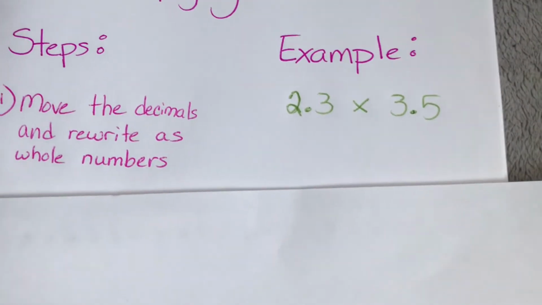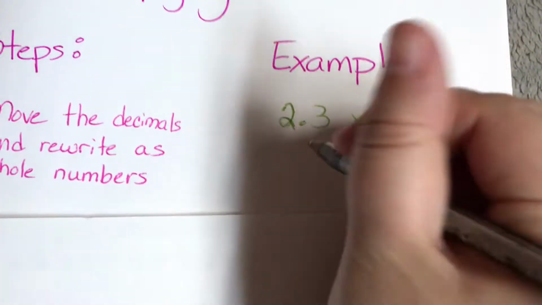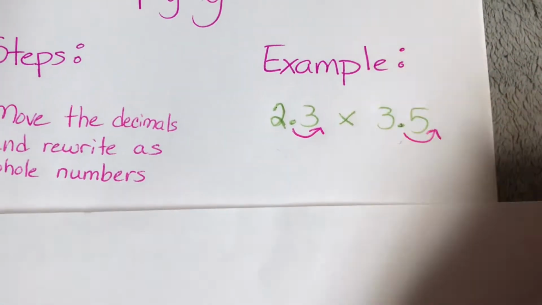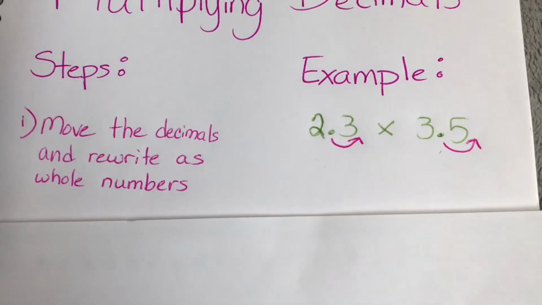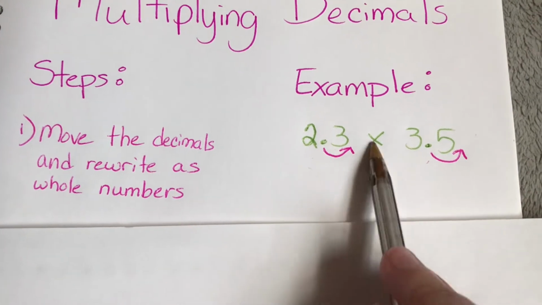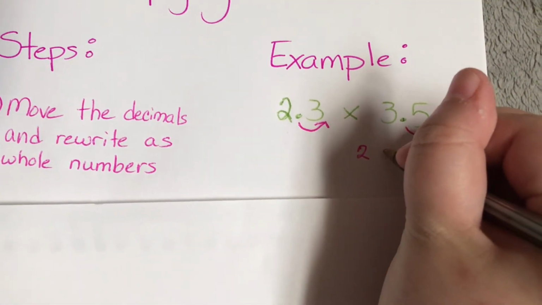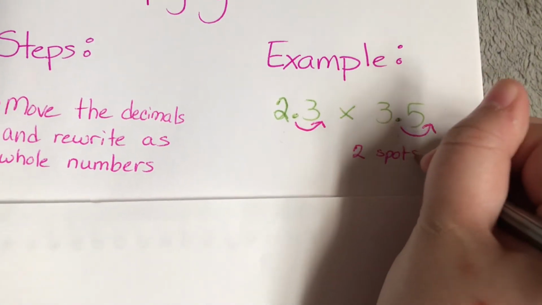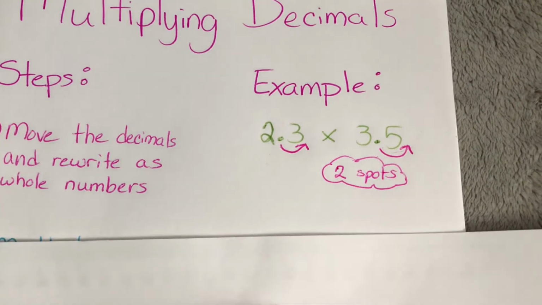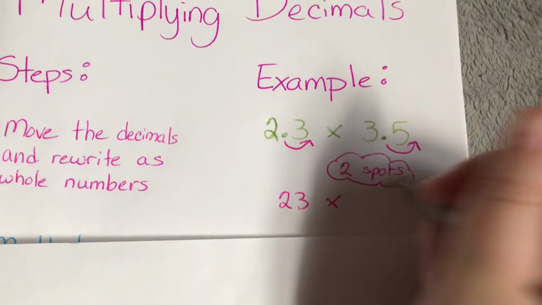So on the right hand side we have 2 3/10 times 3 5/10. So I'm going to move the first decimal and then move the second decimal. You have to move all the decimals. So however many spots there are, you move it. So we moved 1, 2. So we moved 2 spots. I always write this there for the end, which gives us new whole numbers. We have 23 times 35.